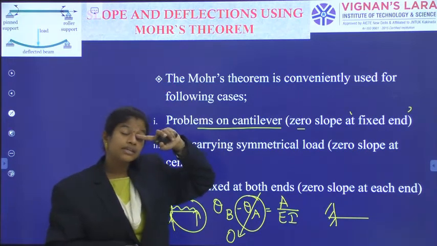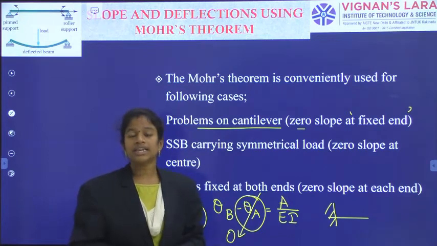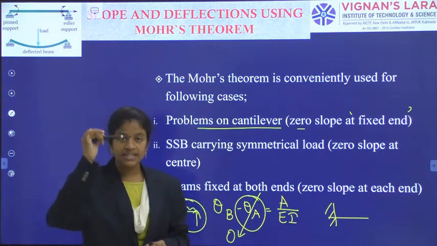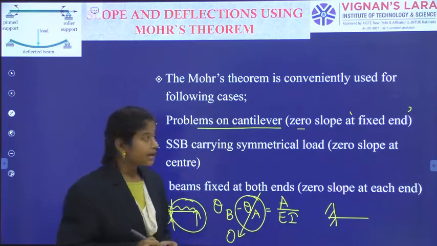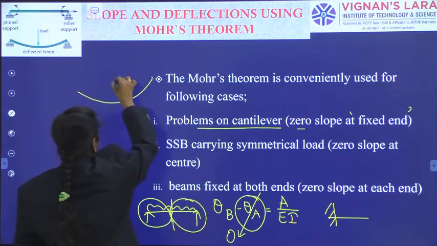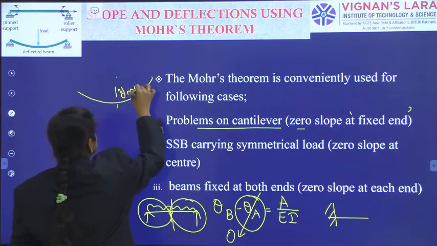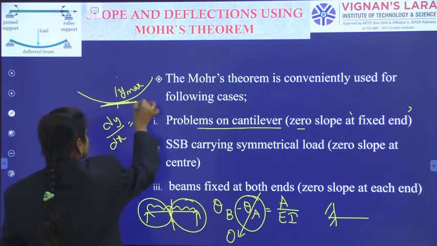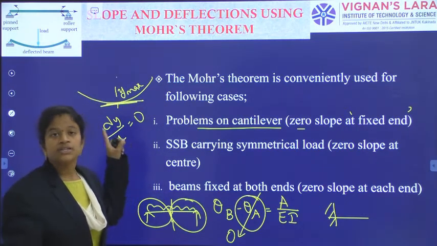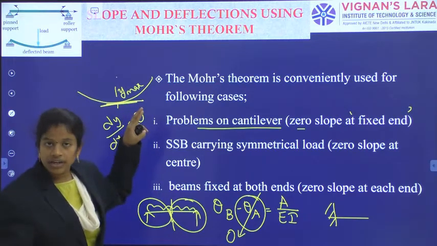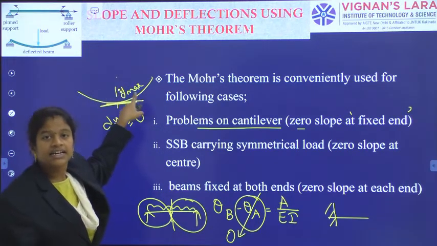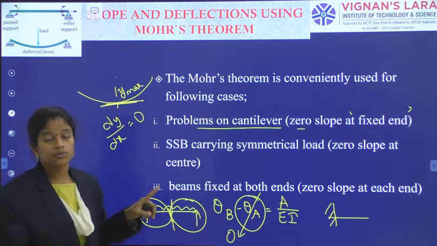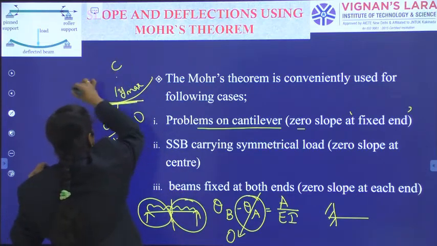Why can I use this, like in the previous case? Here also one thing is there. As the loading is symmetrical, the deflection at the center is maximum, and the slope at the center is equal to 0. In the last class itself we discussed this point. So a simply supported beam with symmetrical loading will cause maximum deflection at the center, and that point with the maximum deflection will have 0 slope. So one point may be C, the other A.